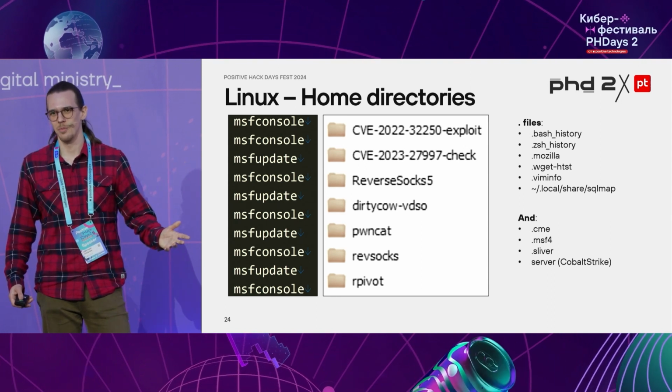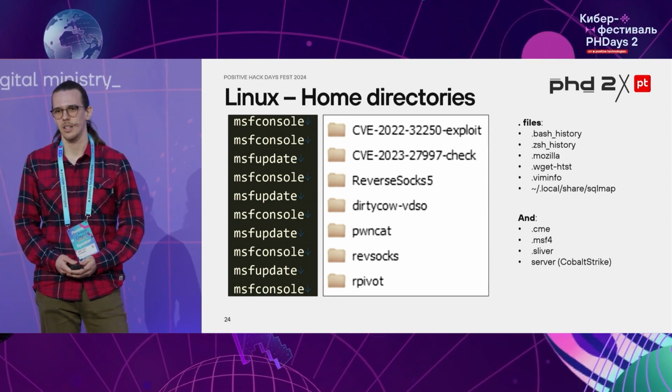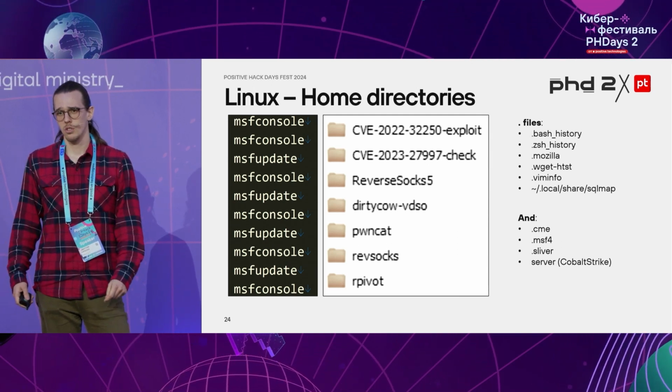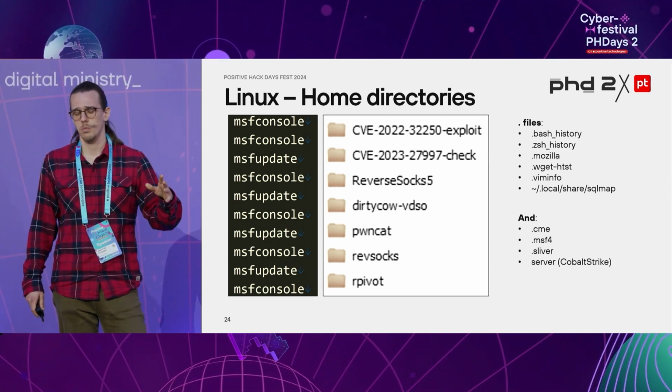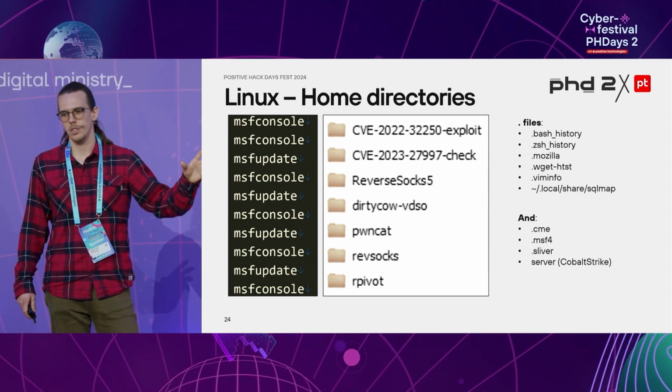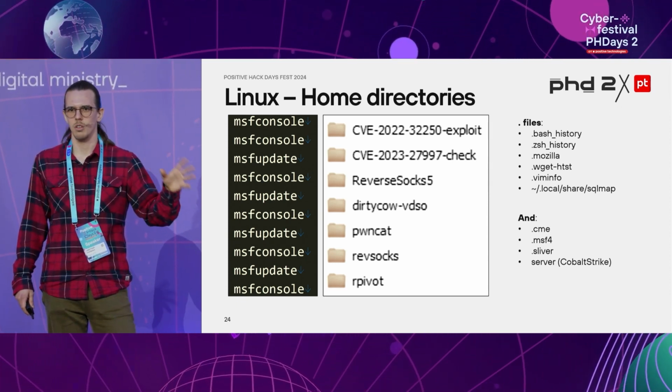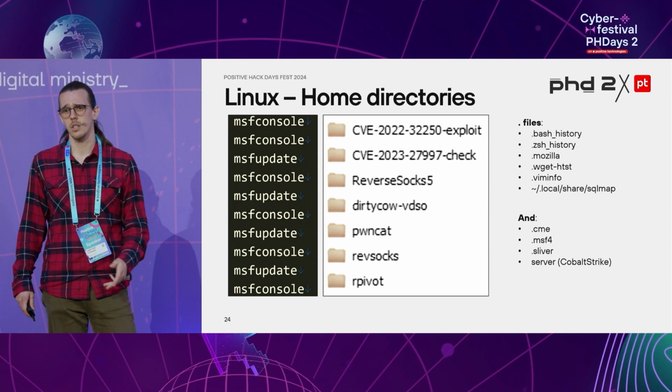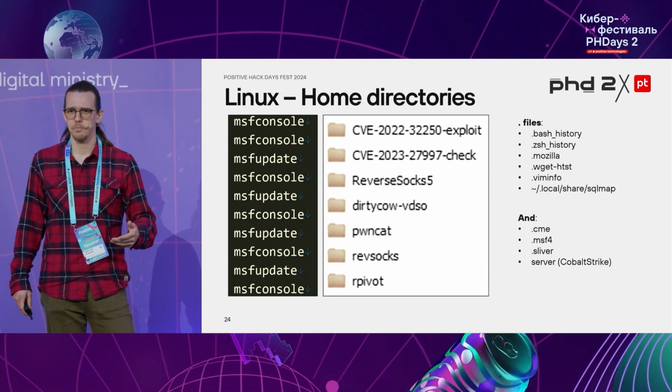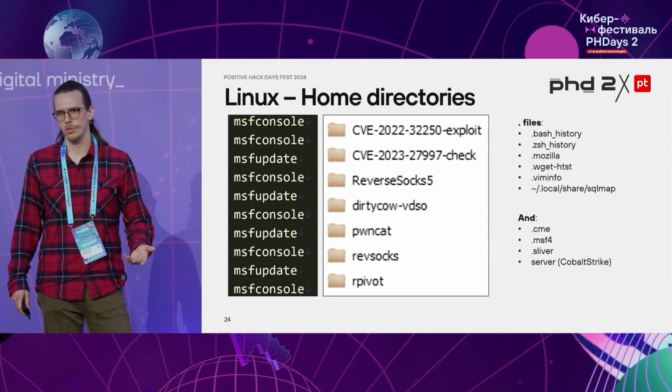So the first example, bash history, in many cases it would look like this, because post-exploit network is used in most instances, and the bash history would have its commands in it.